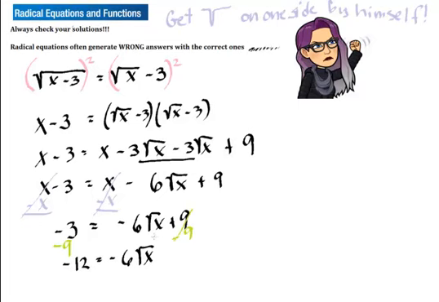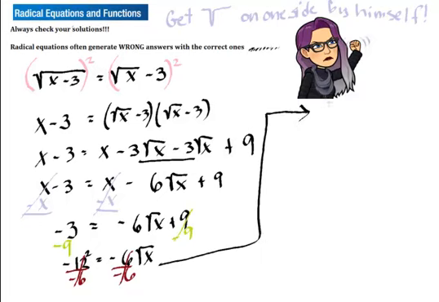Okay, I'll divide both sides by negative 6. And then I have, whoops, that should be a 2 right there. So then I have square root of x equals 2. Square both sides, x is 4. Now that's my answer. But what do I have to do to these guys? I always have to check. So let's make sure it checks out.